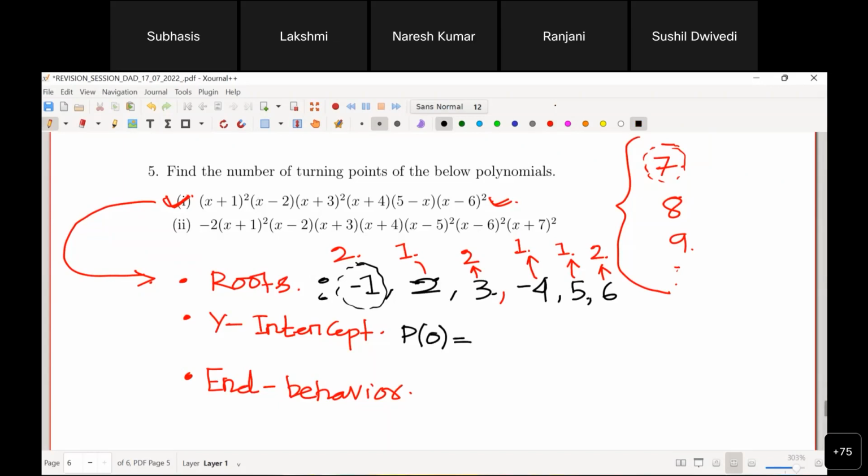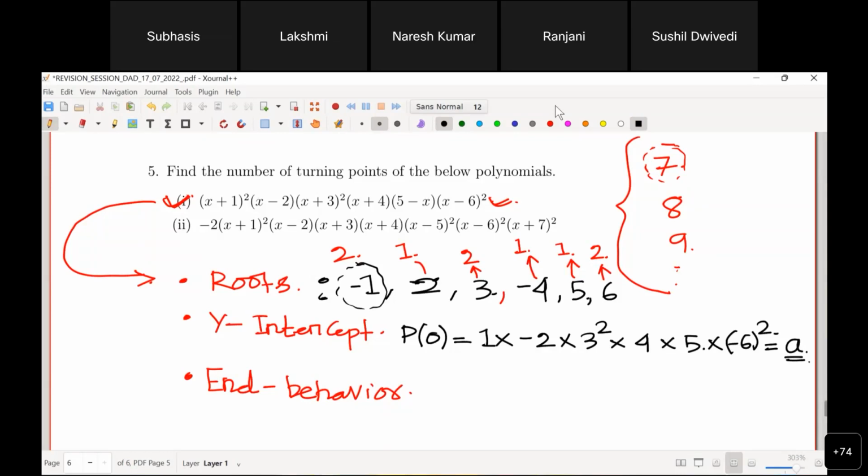I guess it's 1 times -2 times 3 square times 4 times 5 times -6 square. Okay, so this is a number, let's say a. You can use a calculator to find it out. You can multiply using the calculator. Let's say this number is a.